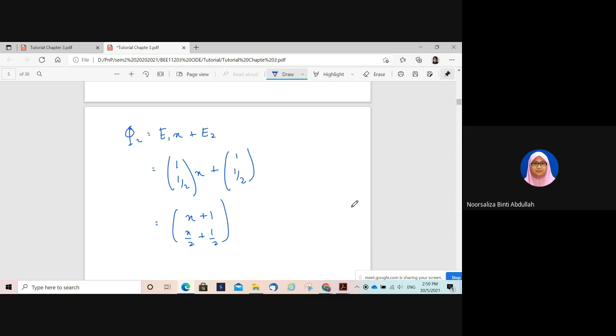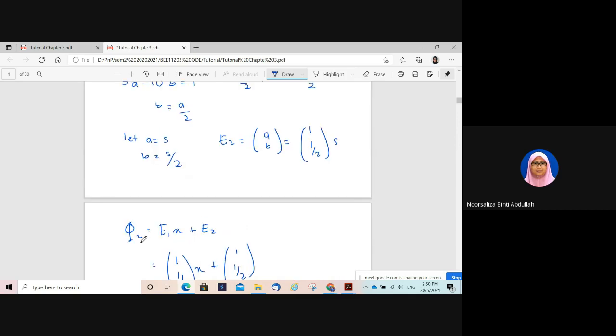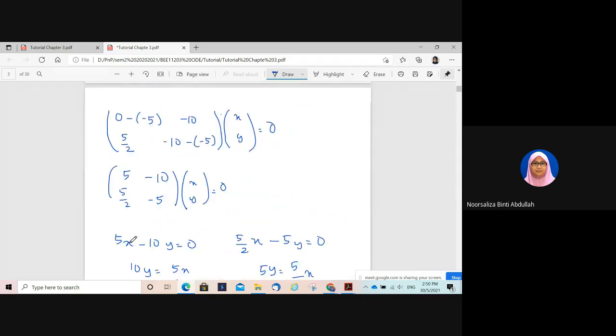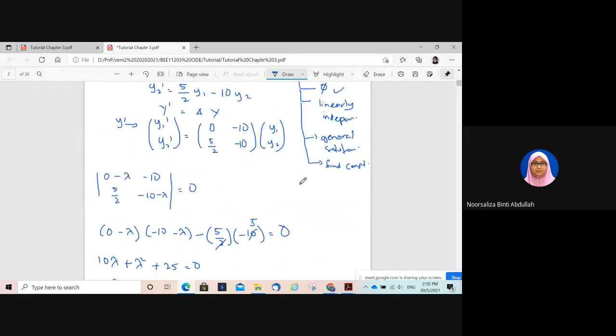Senang kan? Okay. So we have lambda 1, lambda 2, and then we have eigenvector 1, eigenvector 2. So next apa kita nak buat? Next step is... okay, this one dah. Now we have to write the general solution.